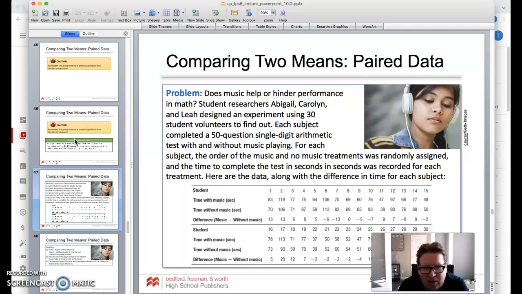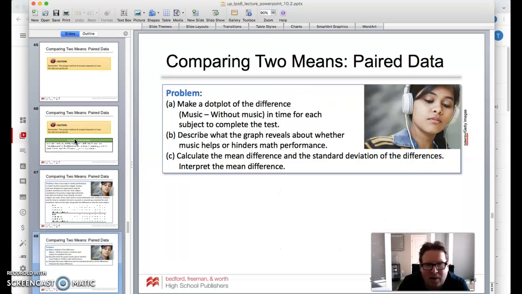So you had a student, you had time with the music and time without, and you look at the difference that you have there. I think I know where this is going, and I've seen many studies like this before. As kids always say, oh, listening to music helps me study. Well, we'll see.